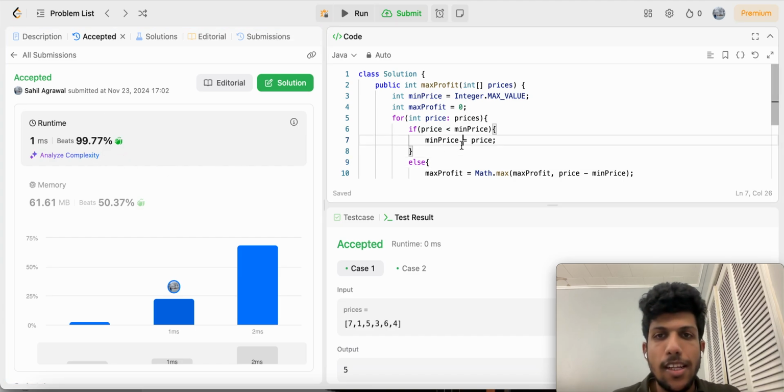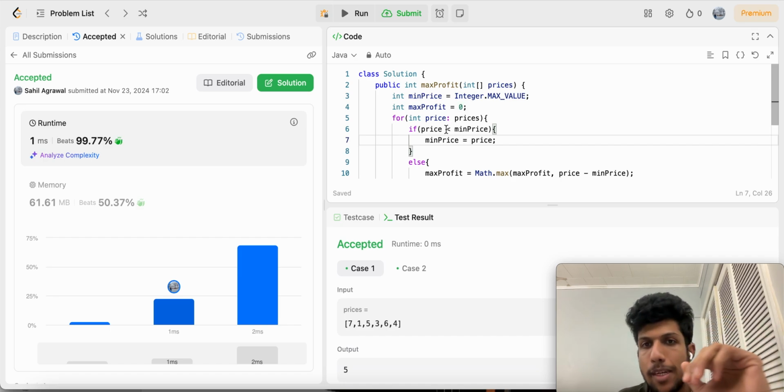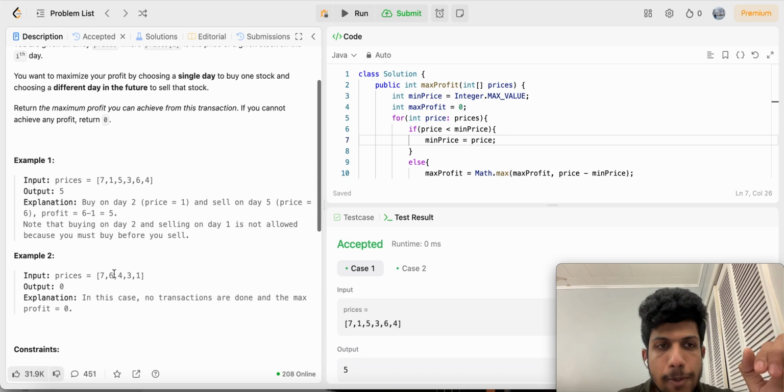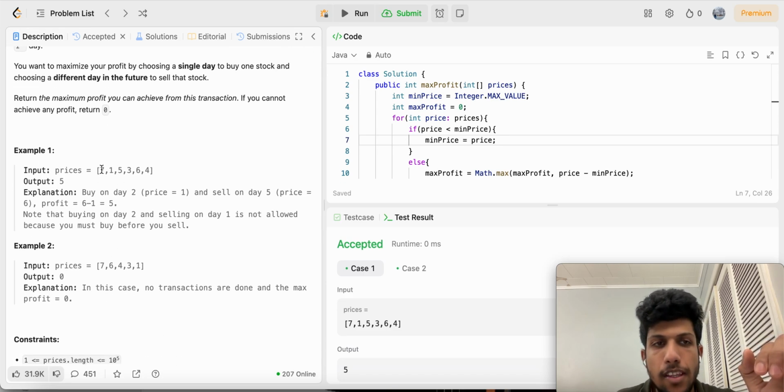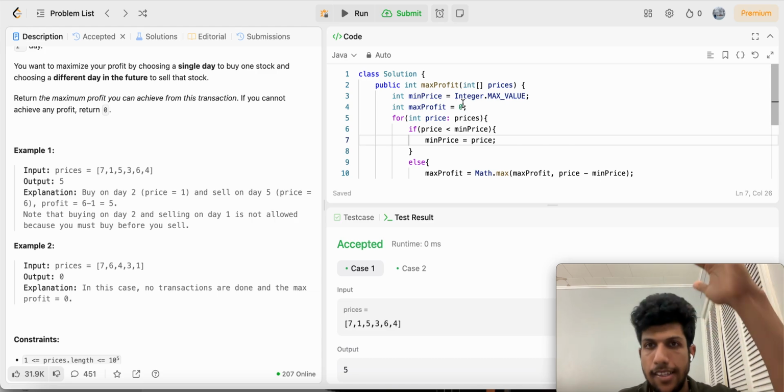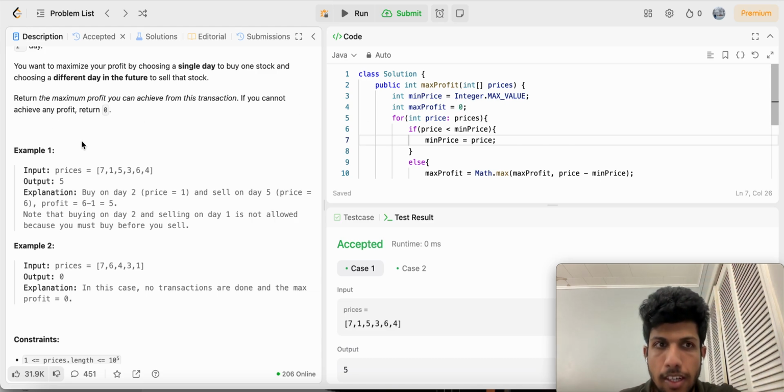Okay, so now how it works is, min price is set to a very high value to track the lowest price. And max profit starts from 0. Now if the current price is less than the min price, I would update the minimum price. So suppose in the first case the min price is the largest integer value. Now we compare it with the min price. So our current price is less, so the min price would now become 7, right?